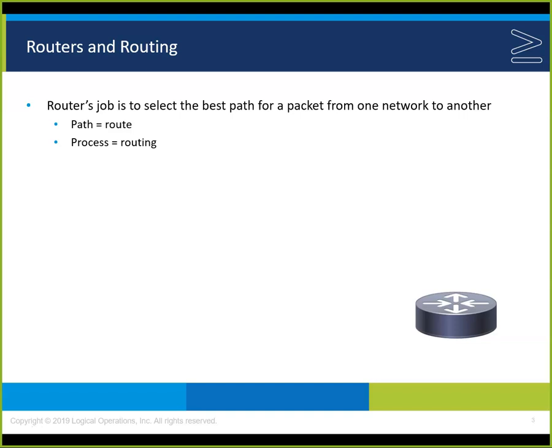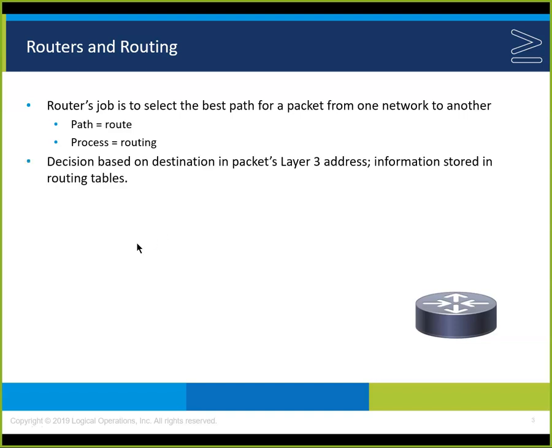The path is the route, and the process is the routing. The process that takes place when the packet comes into the router. What happens to it? What are the things that are going to happen to the system? Decisions are based on the destination packet's layer 3 address and the information stored in the routing tables. The layer 3 address, and that's what we've talked about all along, that routers are layer 3 devices. They're the devices that are going to find networks. And then we're going to use the MAC address to find the individual device that we're trying to get to.